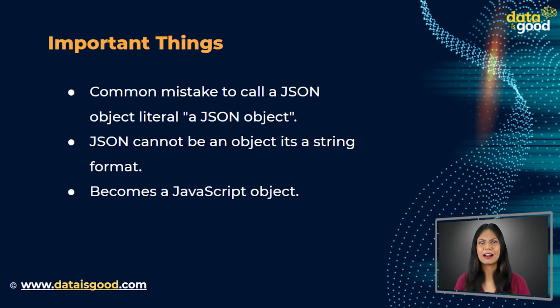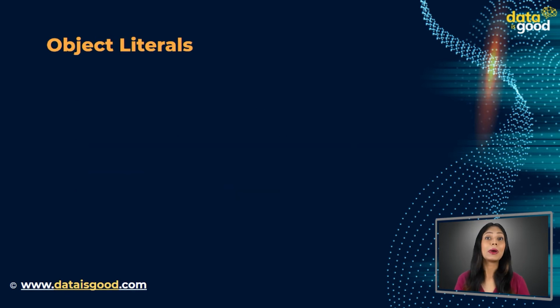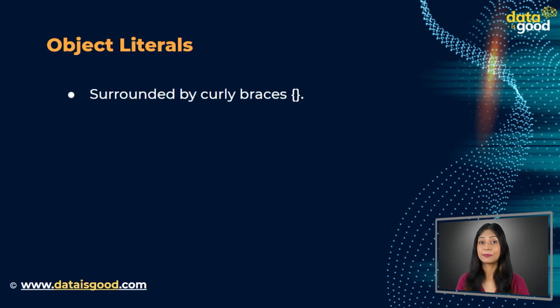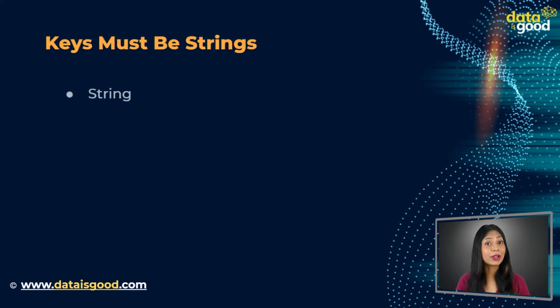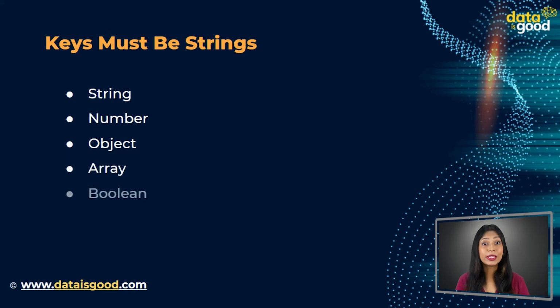So what exactly are these object literals? Well, JSON object literals are surrounded by curly braces. JSON object literals contain key value pairs. Keys and values are separated by a colon. Keys must be strings and values must be a valid JSON data type, for example, a string, a number, object, array, Boolean, null. Each key value pair is separated by a comma.